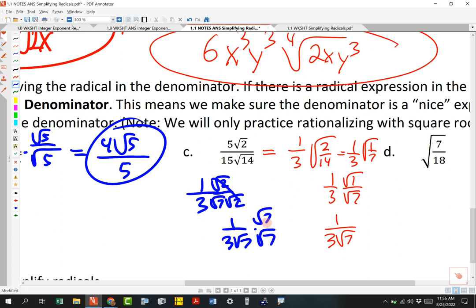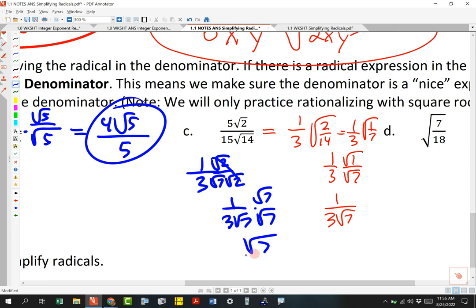If you brought a 7th grader in here, their head would explode when you looked at this. You're going to take that and make it look more complicated by multiplying it by radical 7? Yeah, because we know what it does. So the top turns into radical 7. The bottom turns into a 3 times 7.